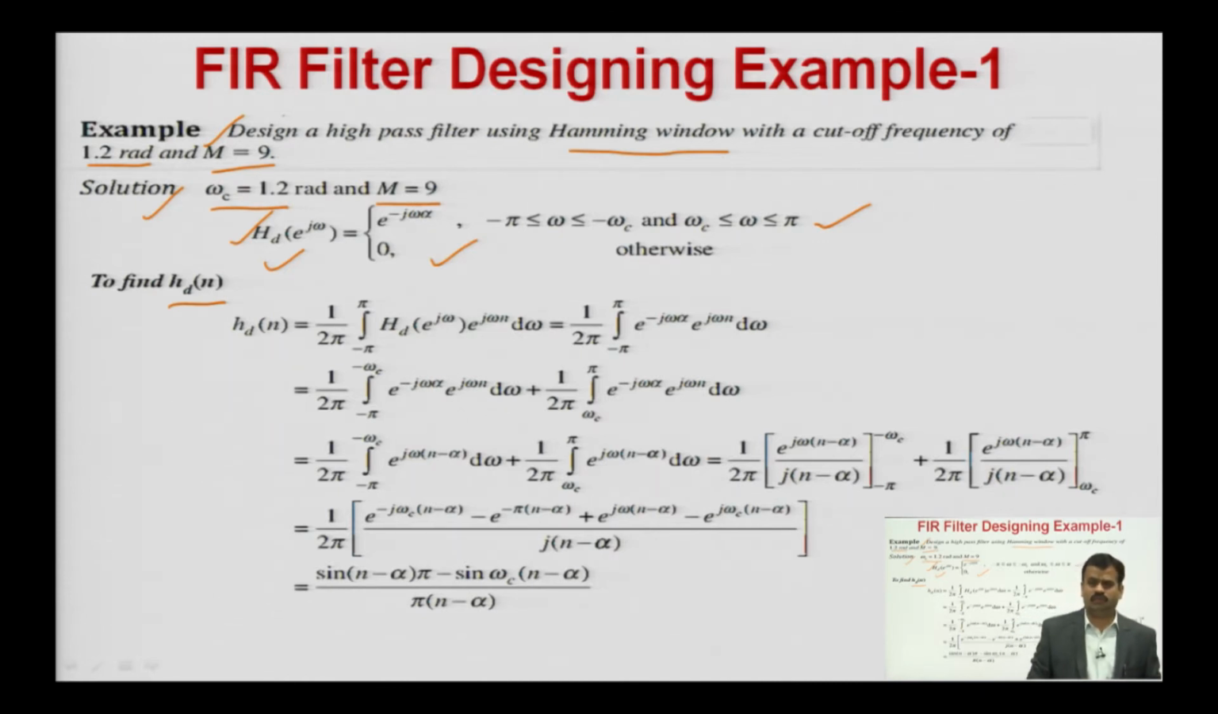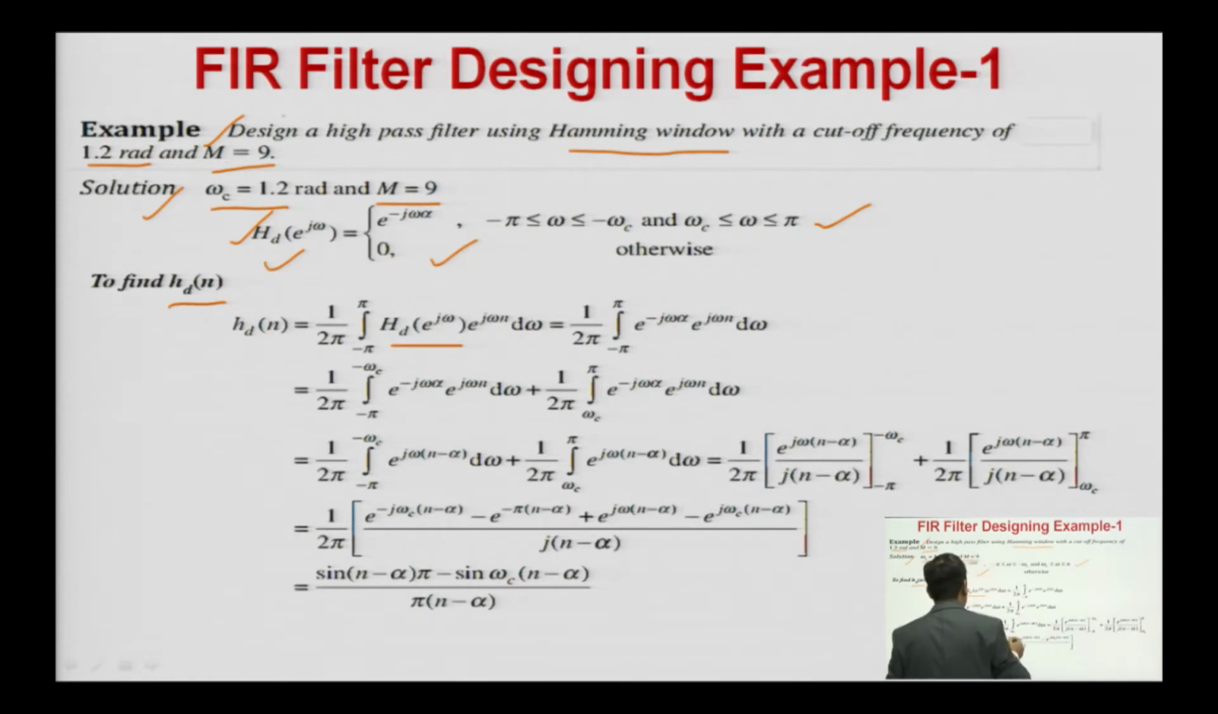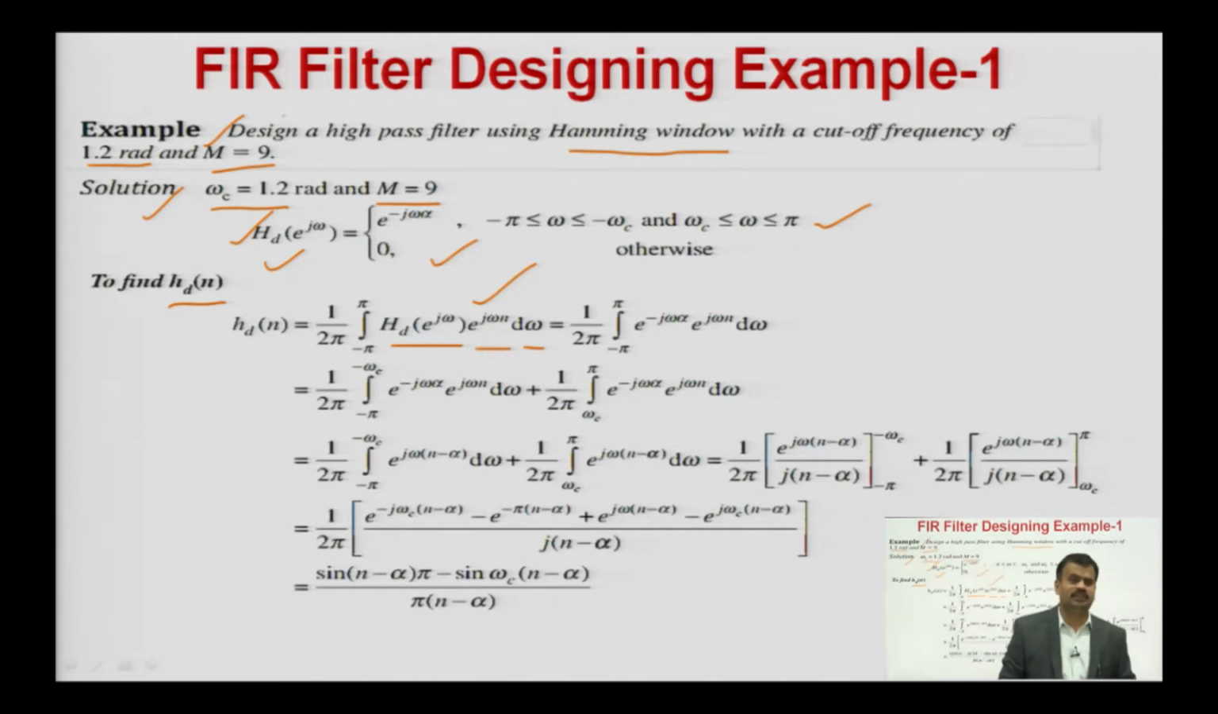You know the formula of hd[n]. hd[n] is equal to what? It is 1 upon 2 pi, integral from minus pi to plus pi of Hd(e^j omega), which is given in the question, into e to the power plus j omega n d omega. This is the standard formula that we always use for finding hd[n]. You are taking the inverse transform here.